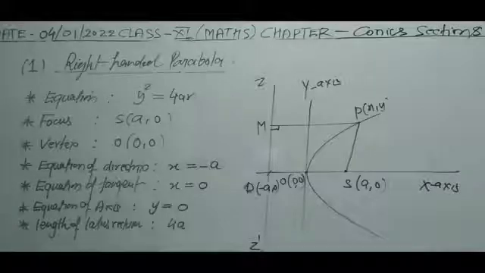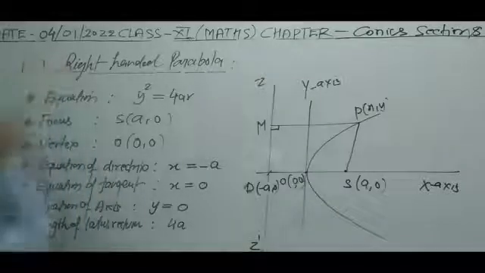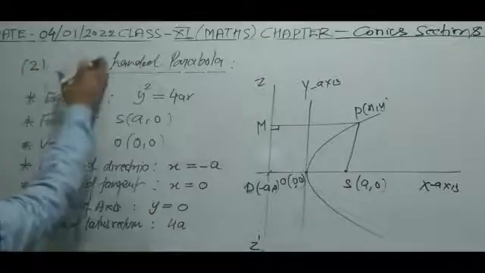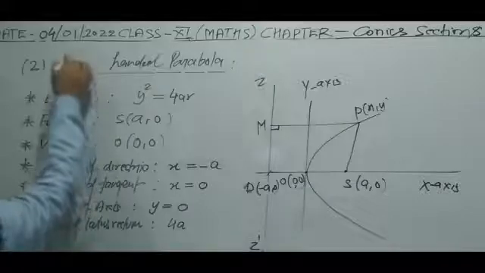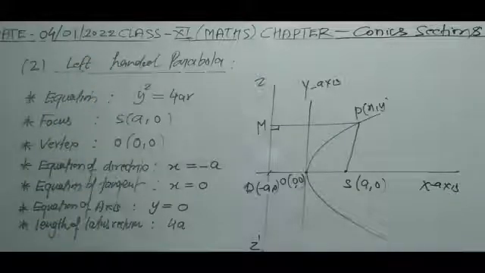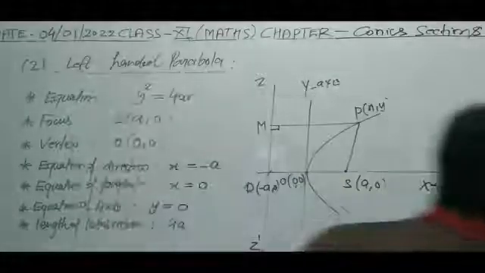Now I will come to the next explanation, the left hand parabola. So this one I am writing here. This is the second part, left hand parabola. So in case of a left hand parabola, which type of figure will you get?